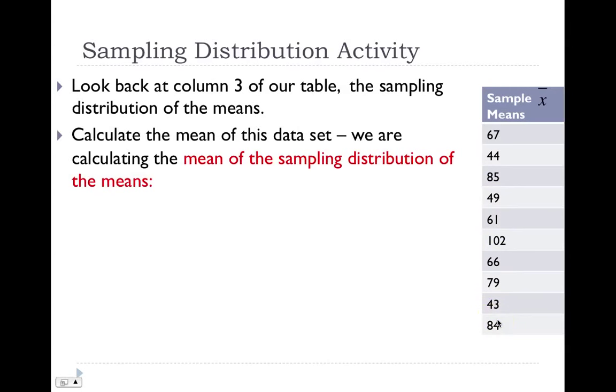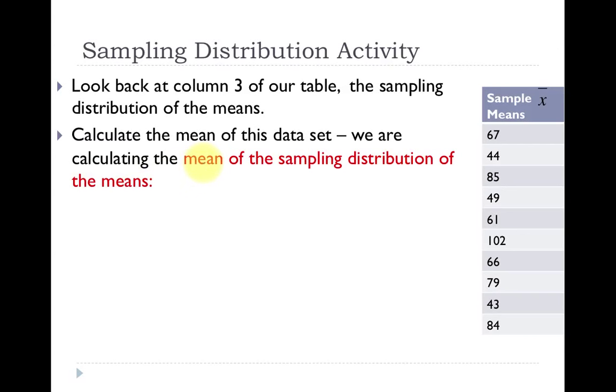Okay, so looking back at column 3, which is the sampling distribution of the means, this was all the possible sample means for samples of size 2. Let's calculate the mean of these means. These are all possible sample means. If we put these values into a calculator list and calculate the mean of these values, what we are calculating is basically the mean of the sampling distribution of the means. I know it's a mouthful, but really it's simply the mean.